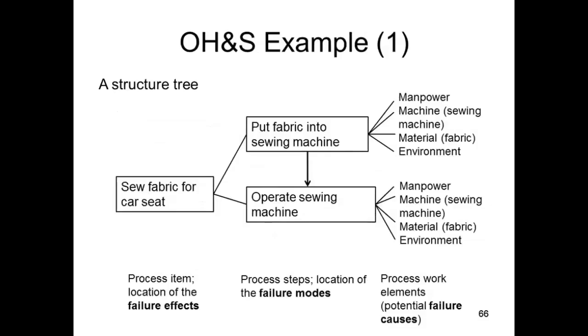This is an occupational health and safety example. It is from an article written 100 years ago, How Henry Ford Saves Men and Money, from National Safety News. Here's the structure tree: sew fabric for a car seat. The process steps: put fabric into the sewing machine, operate the sewing machine. Pretty straightforward.